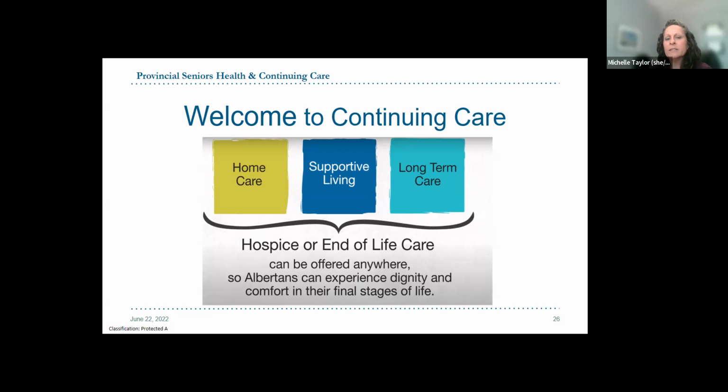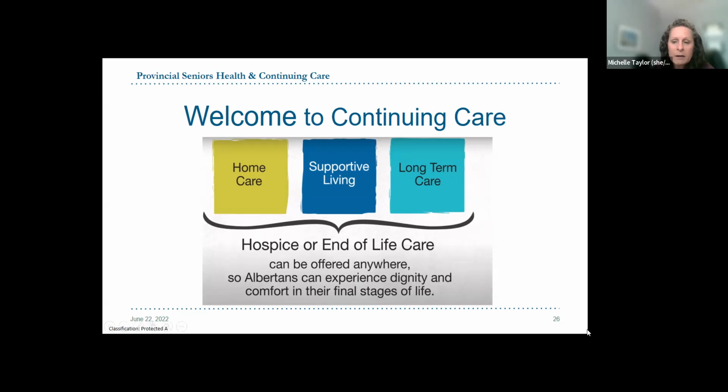So Alberta's continuing care system provides Albertans with the health, personal care, and accommodation services they need to support their independence and quality of life. Continuing care services include assistance with dressing, eating, bathing, and meal preparation, respite care, wound care, medication administration, and various other healthcare and support services. These services and supports may be provided in different settings, including the individual's home, community-based service locations, and residential care facilities. And there are 3 main streams of care within the continuing care system.